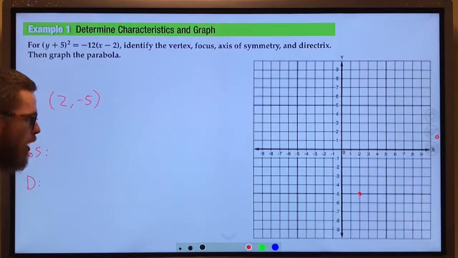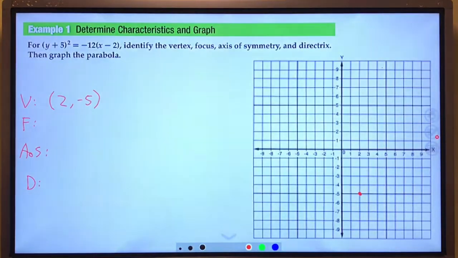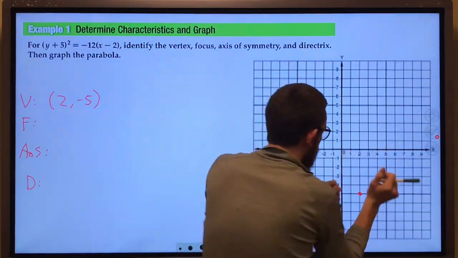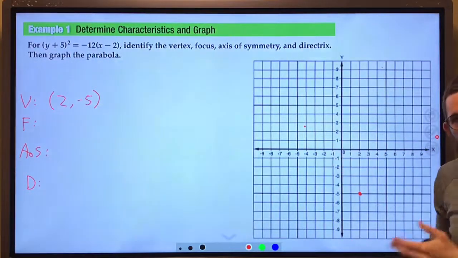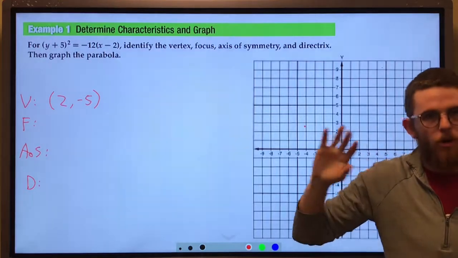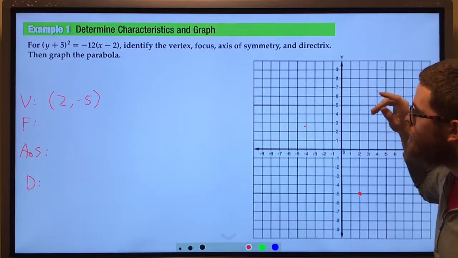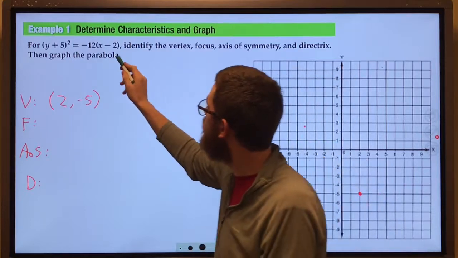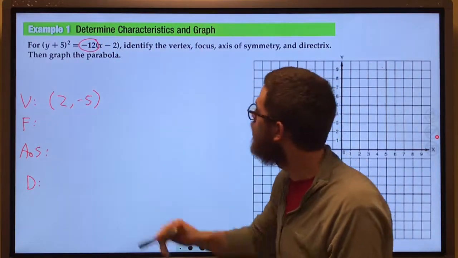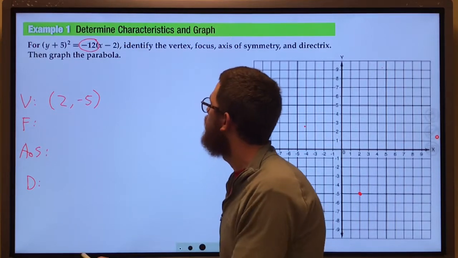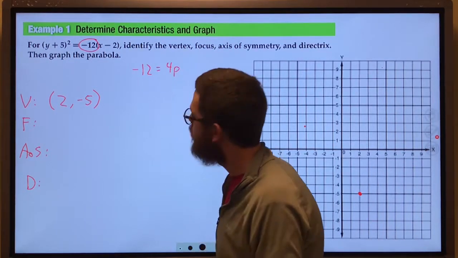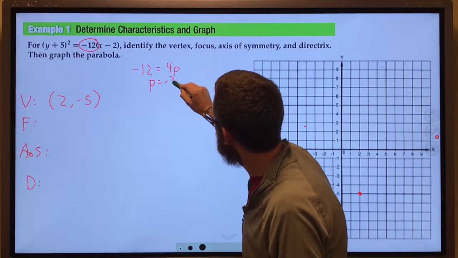Right there. Now notice that it is the y that is being squared. It's the term with y being squared. So we know it's either going to open to the left or to the right. If you took notes on that past video, all that information from our general form applies. Before we go any further, we do need to know the p-value, which comes from the number in front of the term right there. We know that -12 equals 4p, which means p is -3.